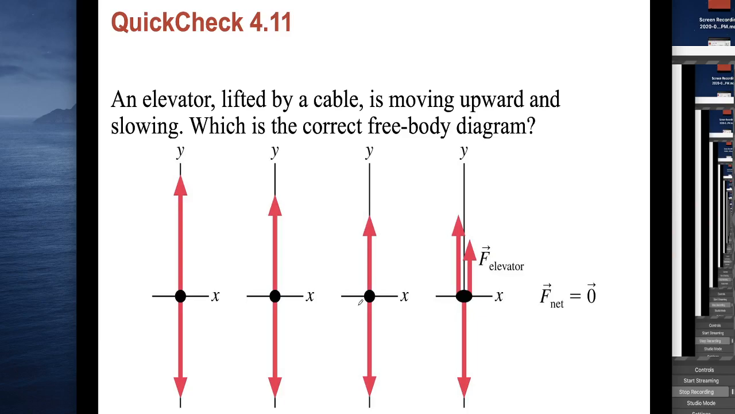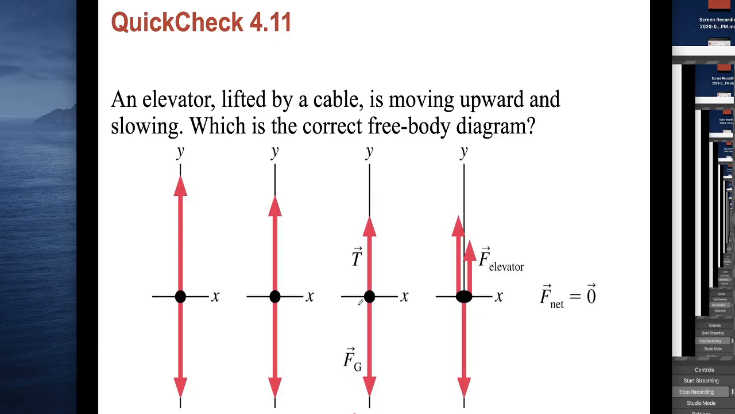For example, an elevator lifted by a cable is moving upward and slowing. Which of the options is the correct free body diagram? I'll give you some time to think about it. Please pause the video for some time, maybe less than 1 minute, to think about which option you are going to choose.